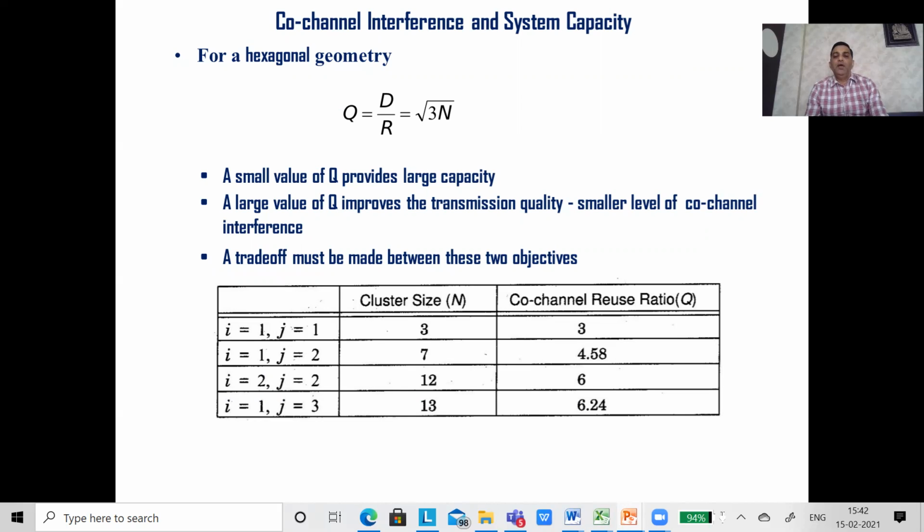A large value of Q improves the transmission quality, with a smaller level of co-channel interference. A large size of Q will increase the transmission quality and it reduces the interference just because D is going to be very high. D is going to be high, which means the distance between two co-channel cells is very high and there are fewer chances of co-channel interference among them.